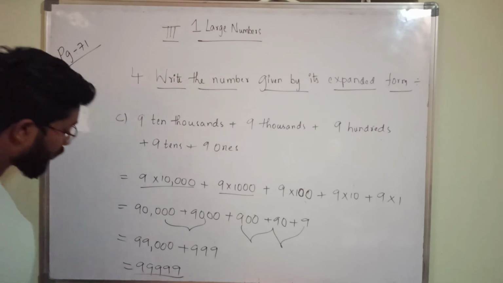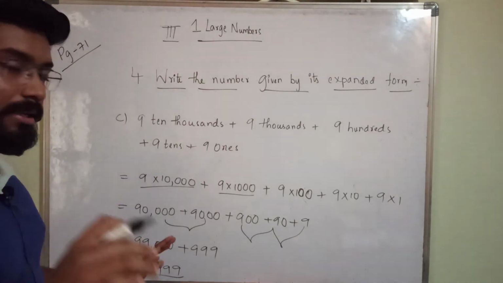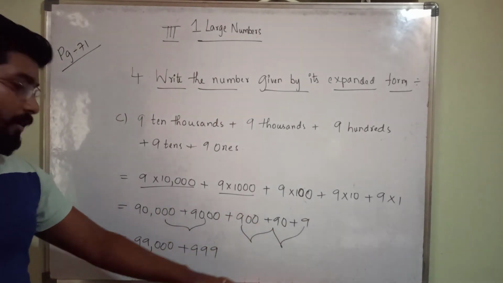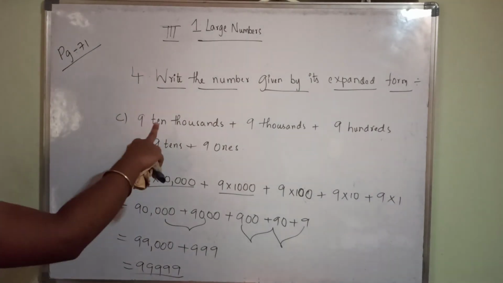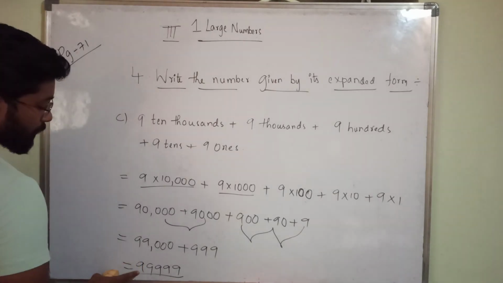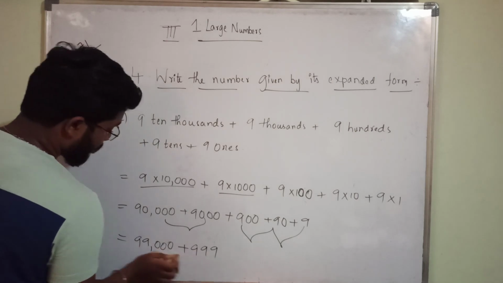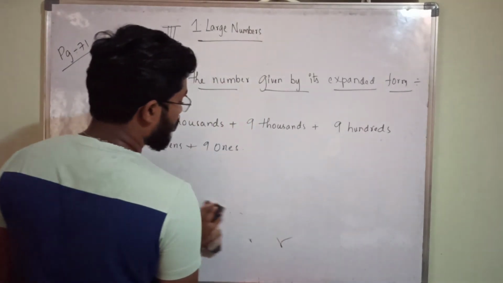99,999. This is the final answer. I am going step by step for your clear understanding. If you know the addition, you can write the number directly. But I am going step by step for your understanding. The answer is 99,999. So this one is your C answer, 99,999.